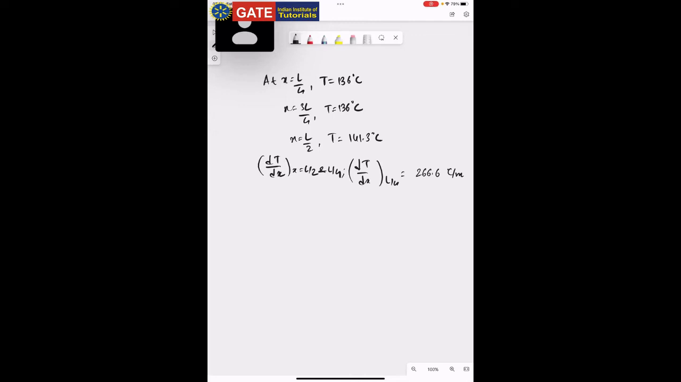In that term, we'll be having L minus 2x, no, sir. So QG by 2K into (L minus x). So dT by dx will be QG by 2K into (L minus 2x). Right. Yes, sir. So do you mean to say that if there is no temperature difference at the mid plane, then how is heat conduction taking place?